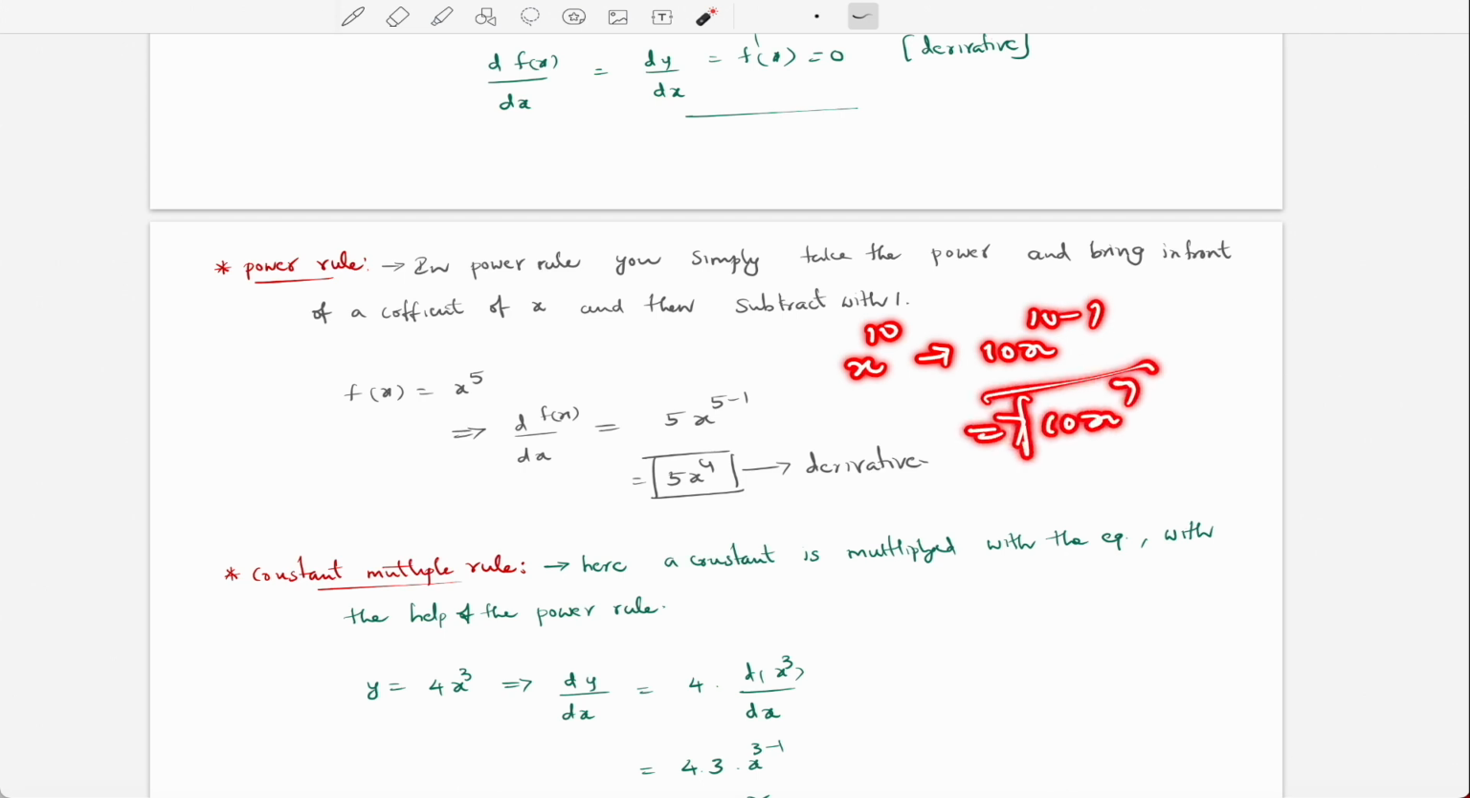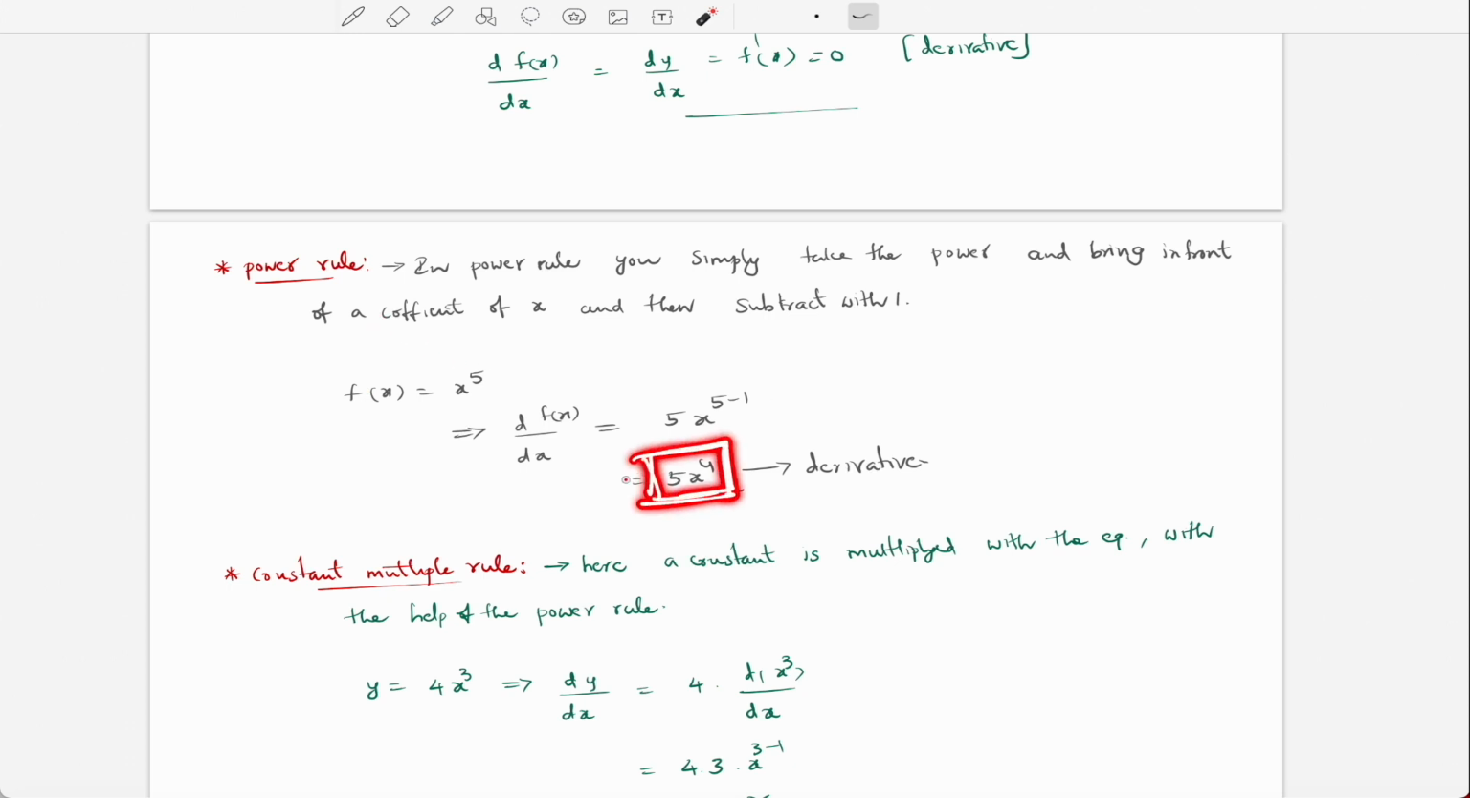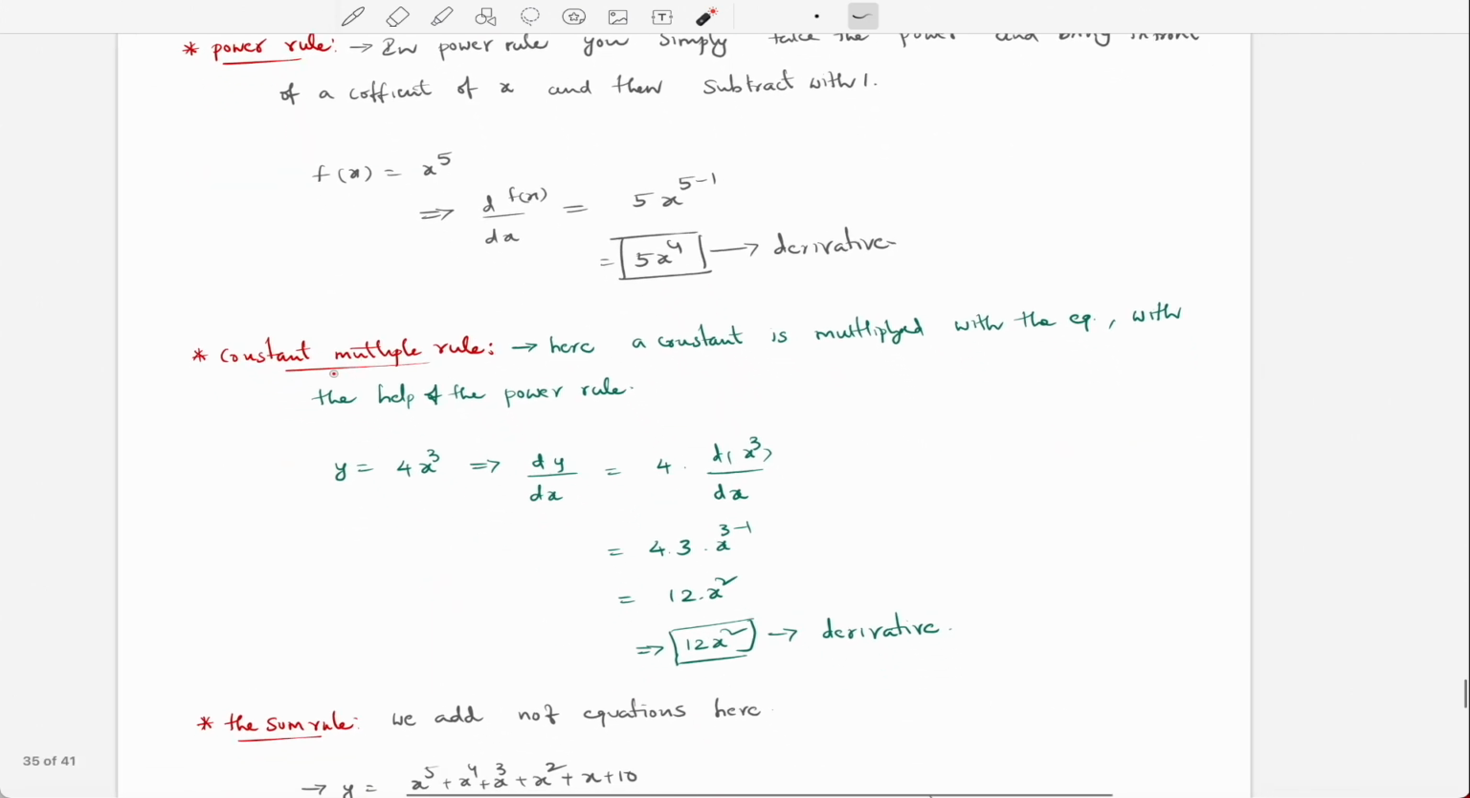This is our derivative. If I want this function to have a derivative, how is it going to be? Then we have the constant multiple rule.